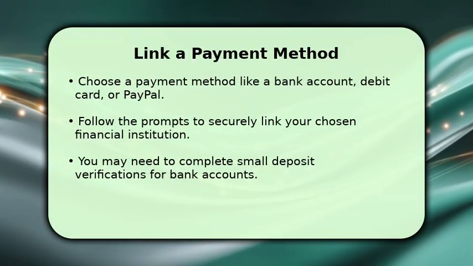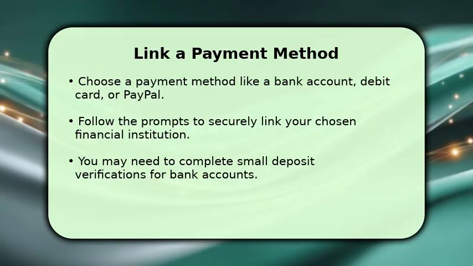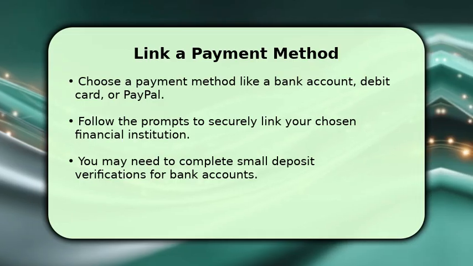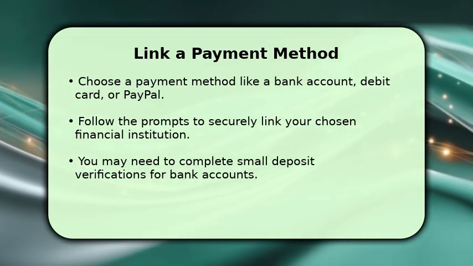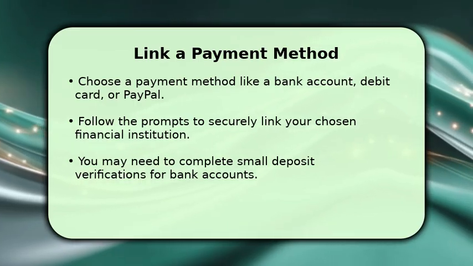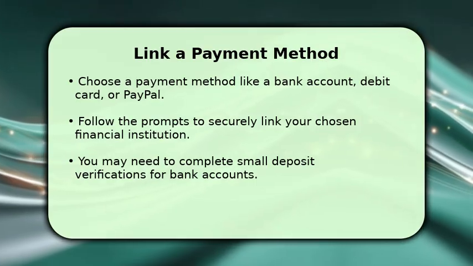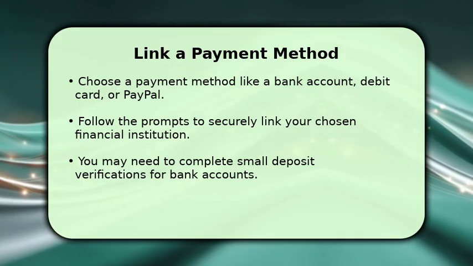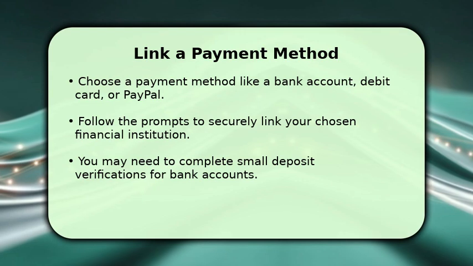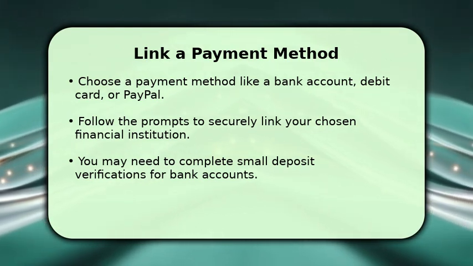With your identity verified, the next step is to link a payment method to your new Coinbase account. You have several convenient options, including connecting a bank account, a debit card, or even your PayPal account. Simply select your preferred method and follow the secure prompts to link it. For bank accounts, Coinbase might perform small, temporary deposit verifications to ensure everything is correctly set up. This step allows you to easily fund your account and begin trading.